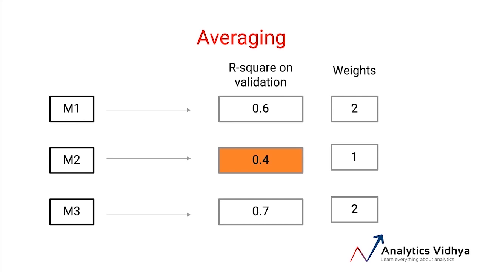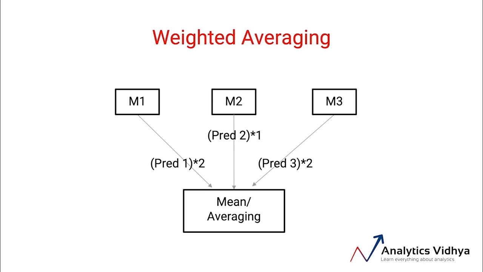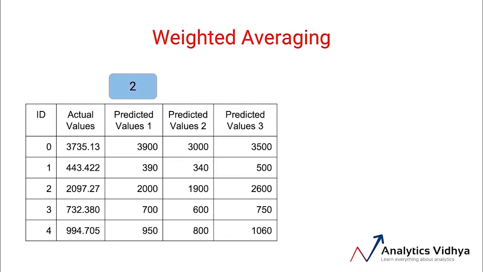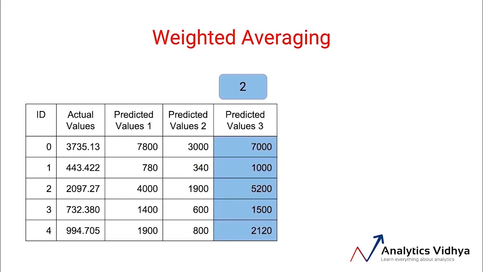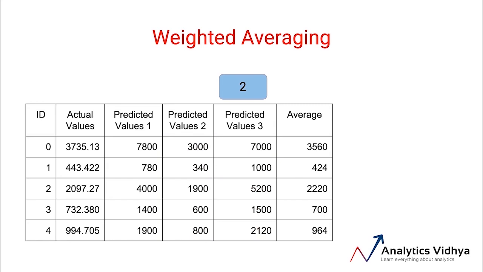What I would do now is I'll basically multiply these weights to individual predictions and then take their mean. So model 1 predictions, which are 3,900, 390, so on and so forth, I multiply by a factor of 2. Similarly, I multiply model 2 by a factor of 1. So no values change there. And model 3, I multiply by a factor of 2 again. And now I take the average of all of these by dividing by 5.